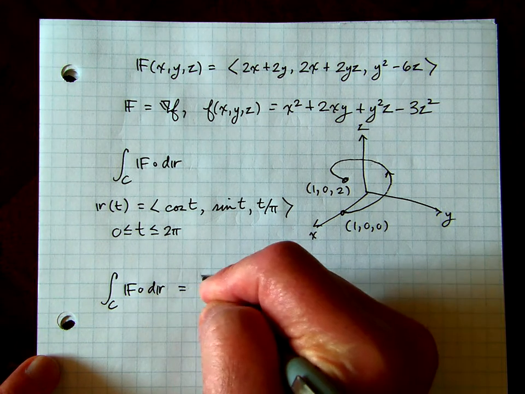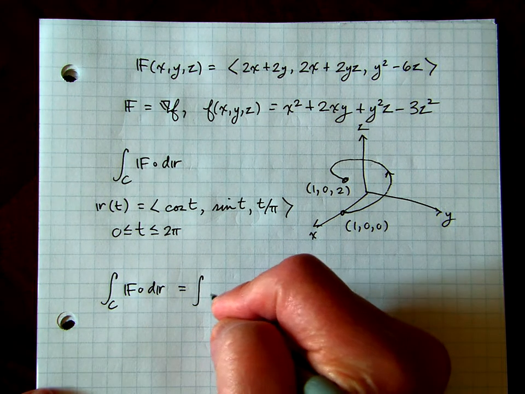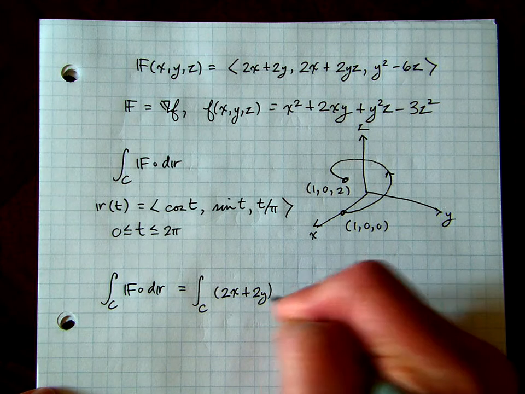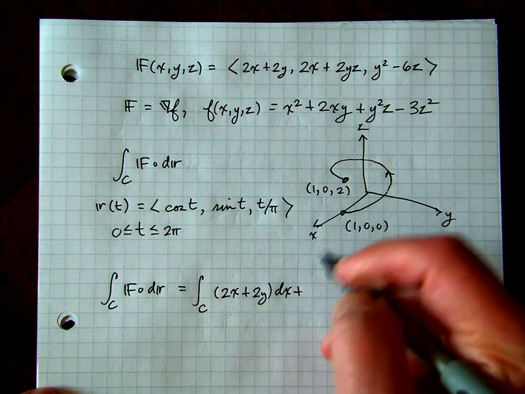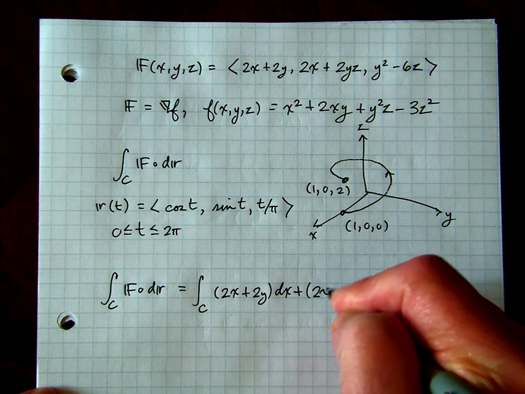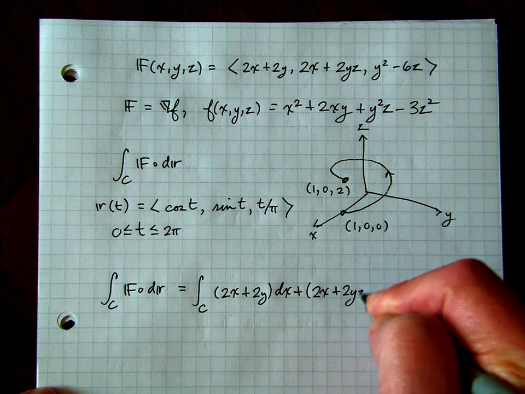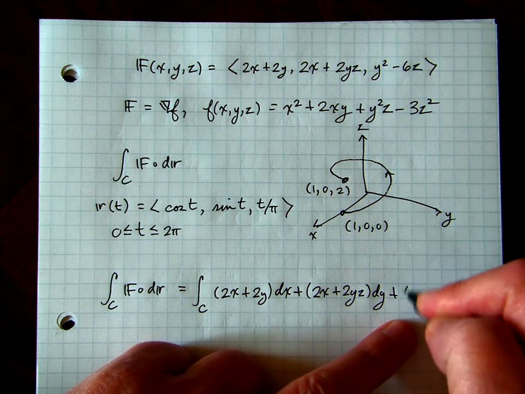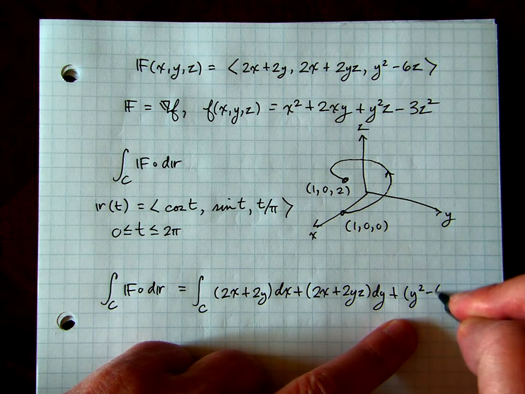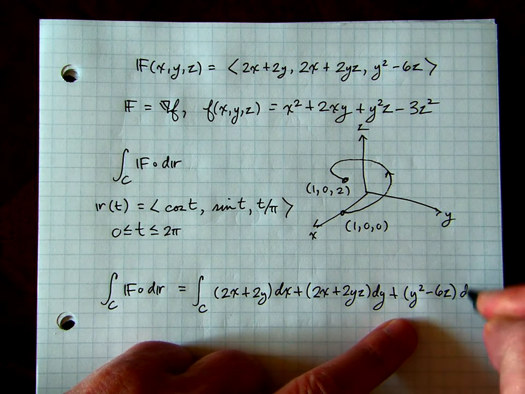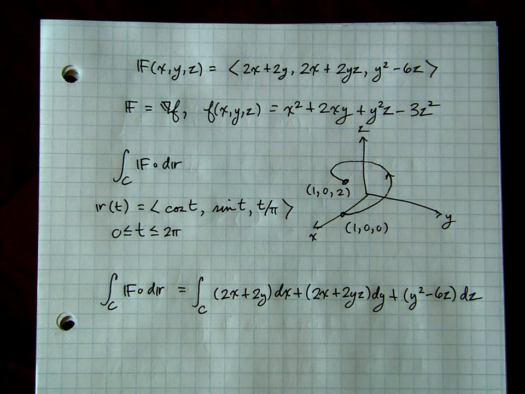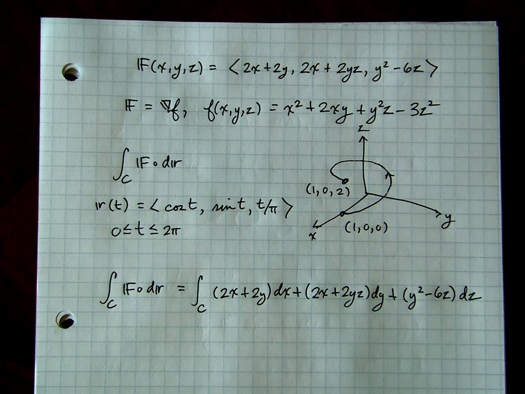We are talking about first component 2x plus 2y with respect to x, second component 2x plus 2yz with respect to y, and the third component y squared minus 6z dz. Isn't that a lovely line integral to evaluate?